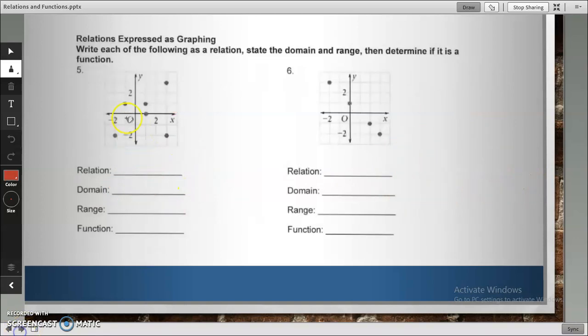Okay, let's do another one. All right, it says relations, first it says graphing. It says write each of the following as a relation, state the domain and range, and then determine if it's a function. So we'll plot each of these as a relation. So the first one is at -2, -2. So I'm just doing exactly what we had on the previous slide. Remember, this one is at -2, 1.